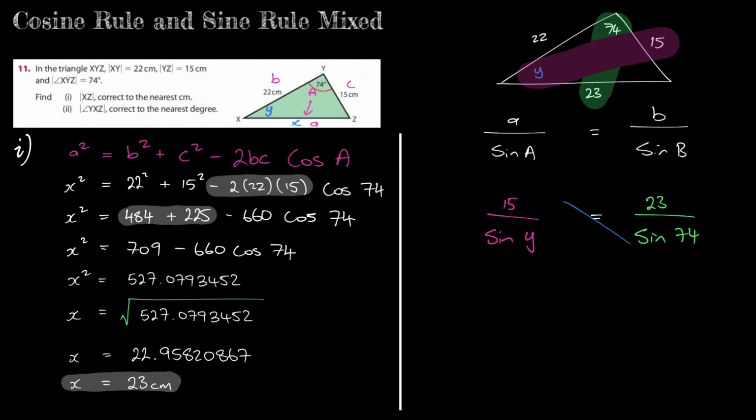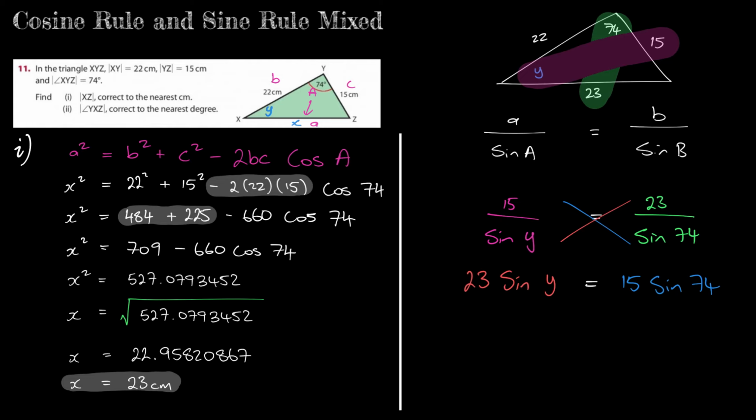And what I like to do is keep all of the unknowns on the left hand side. So I'm going to do the red ones there on the left hand side and say that 23 sine y is equal to 15 sine 74.